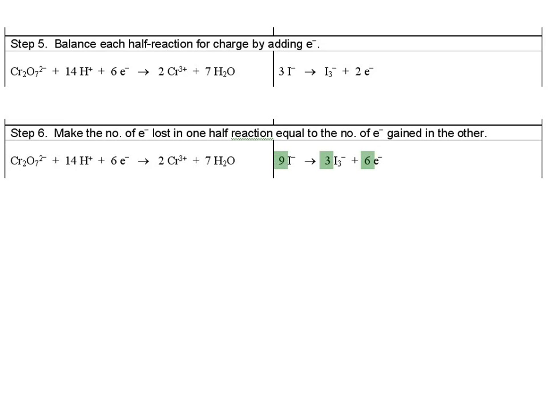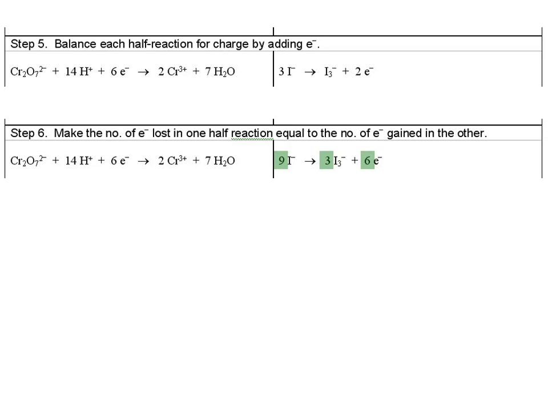Okay, so I'm going to leave the first one alone. I'm going to have 6 electrons consumed and 6 electrons released. In scaling it up, I needed to multiply through by a factor of 3. So that 3 in front of the I minus turned into a 9. That 1 in front of the I3 minus turned into a 3. And of course, the 2 electrons is now 6. Yay! And we're getting very close.